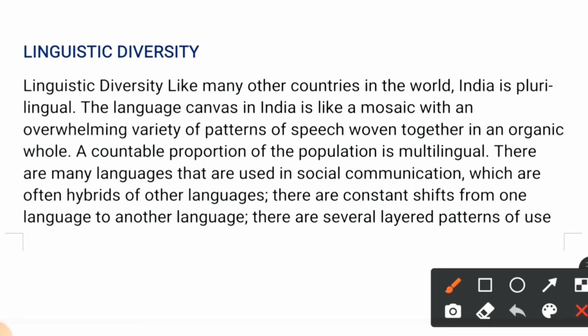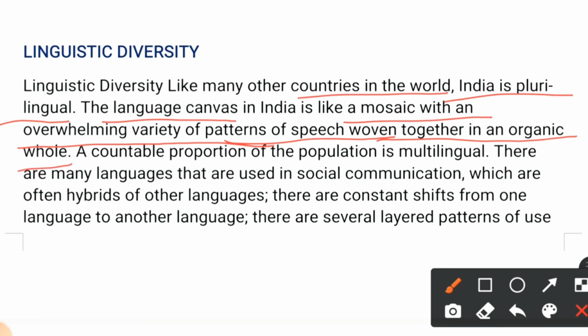Let's see what it says here: linguistic diversity. Like many other countries in the world, India is plural lingual. Plural lingual here means it has so many languages. The language canvas in India is like a mosaic with an overwhelming variety of patterns of speech woven together in an organic whole. It is a big canvas on which we put different colors to decorate it. In the same way, India itself is a big canvas on which we are putting the different colors of languages.